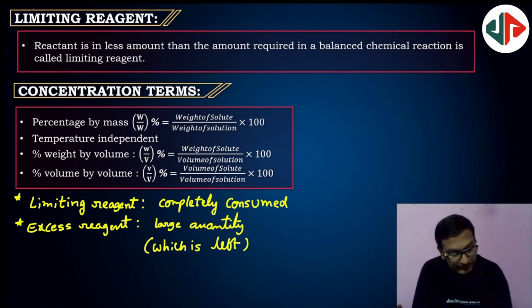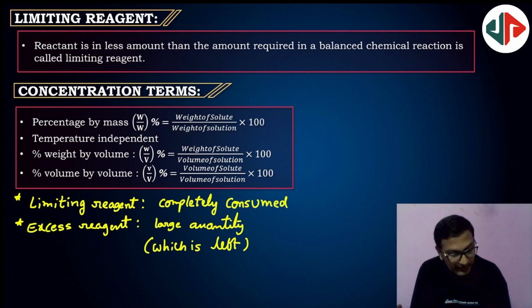Next, percentage by mass, or weight percentage: weight of solute divided by weight of solution into 100. It is temperature independent. Why is it independent? Because of the absence of volume. Here only weight is present, and weight is independent of temperature.